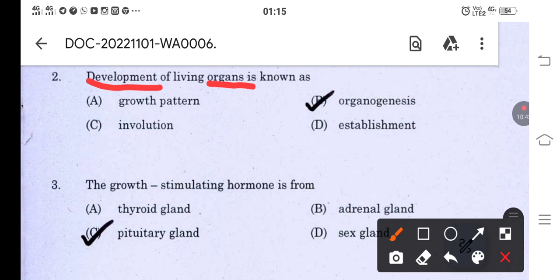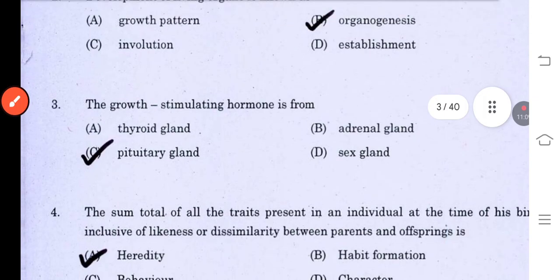Over here the question is development of organ. So it is related to the organ, so it is organogenesis. Over here, establishment, this option is not related to anything in the question. So the correct answer over here will be organogenesis. Involution will not come, and same way growth pattern also will not come. Now going on to the next question.